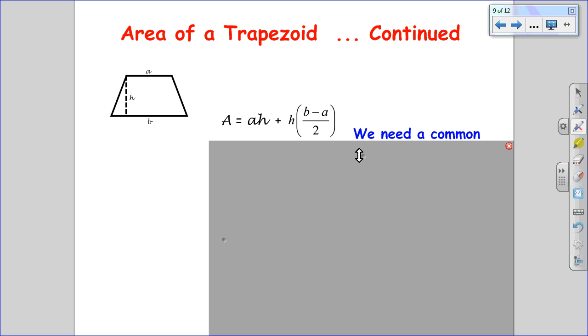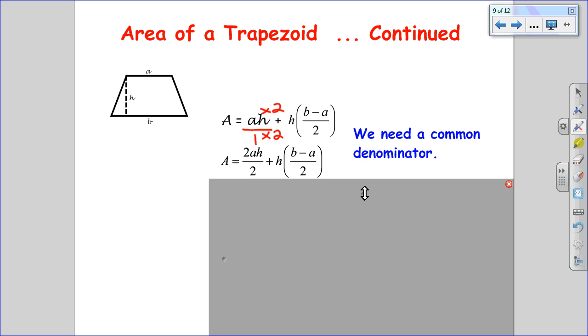Now, in order to add them together, we need to find a common denominator. Obviously, my common denominator is going to be a 2. And this had a 1, so I can multiply the bottom by 2 to get a common denominator, and the top by 2. So now I have 2AH over 2 plus H times B minus A.